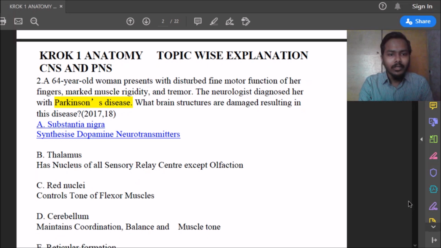A 64-year-old woman presented with disturbed fine motor function of her fingers, marked rigidity, and tremor. She was diagnosed with Parkinson's disease. What brain structure is damaged, resulting in this disease? In Parkinson's disease, there is decreased synthesis of dopamine, which is a neurotransmitter. The structure called the substantia nigra helps to synthesize dopamine. So there will be damage to the substantia nigra.